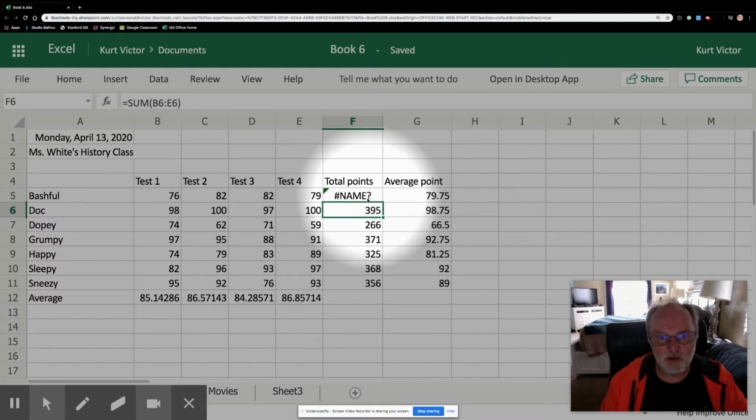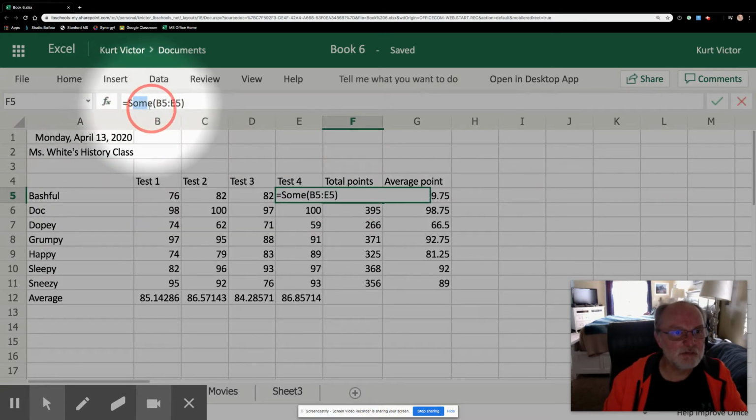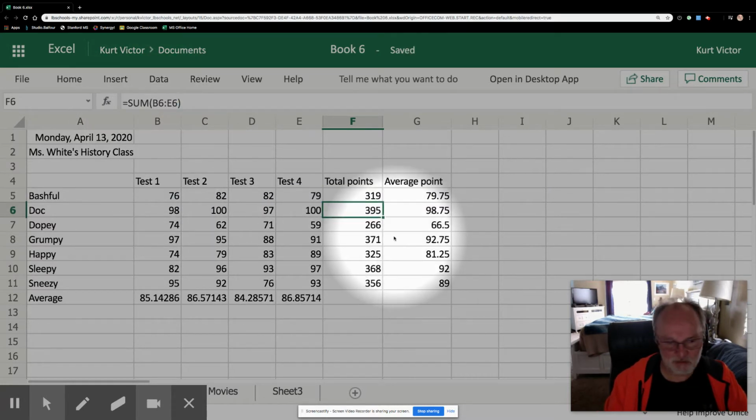Notice the hashtag and the question mark tends to be indicative of many of the mistakes you will make. The name error suggests that you misspelled a function, and it's fixed simply by going back and typing it correctly.